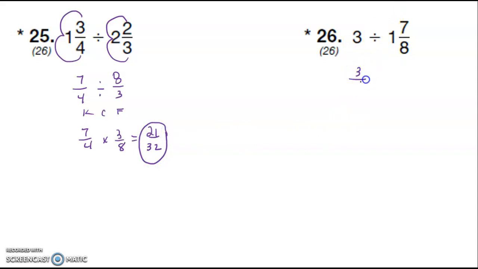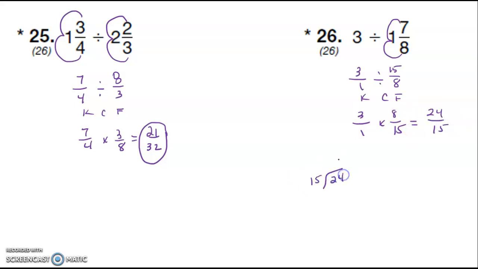And then here I have 3 over 1 divided by 8 times 1 is 8, plus 7 is 15. Keep, change, flip. 3 over 1 times 8 over 15 is 24 over 15. So that goes in there once. I think that's 9. And then if I divide by 3, I get 1 3/5.